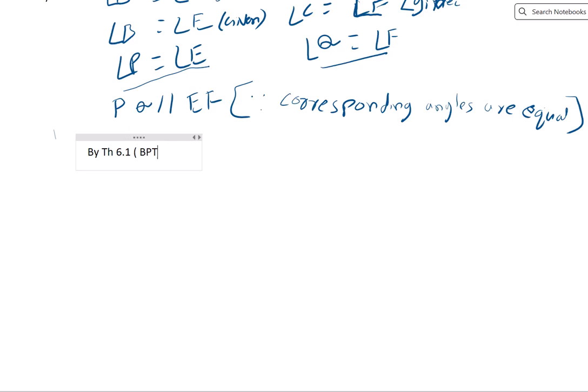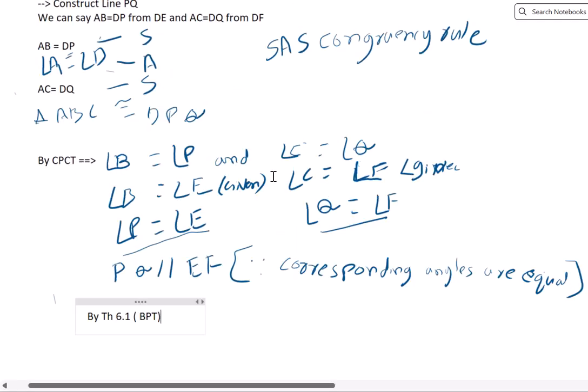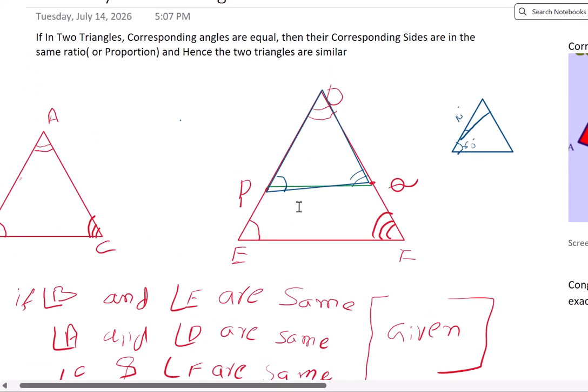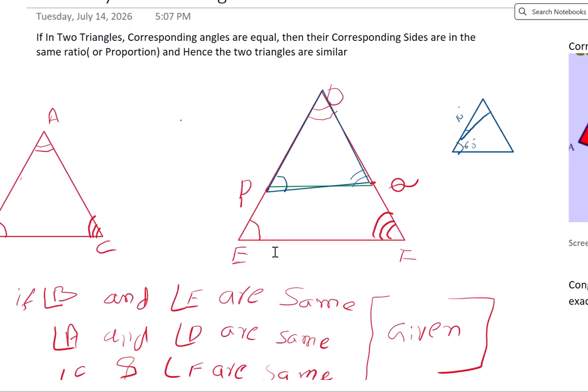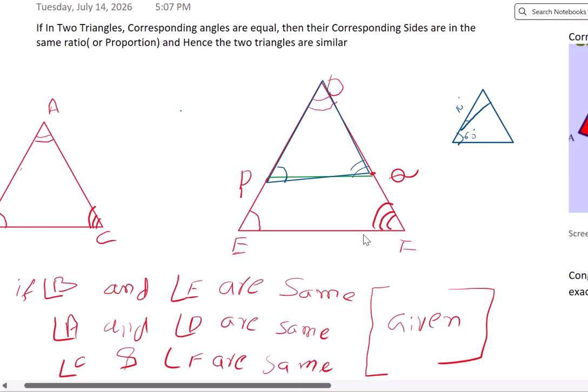So what the theorem says: in a triangle, if a line is drawn between two distinct lines, then the two sides are divided in the same ratio. That is the BPT theorem.